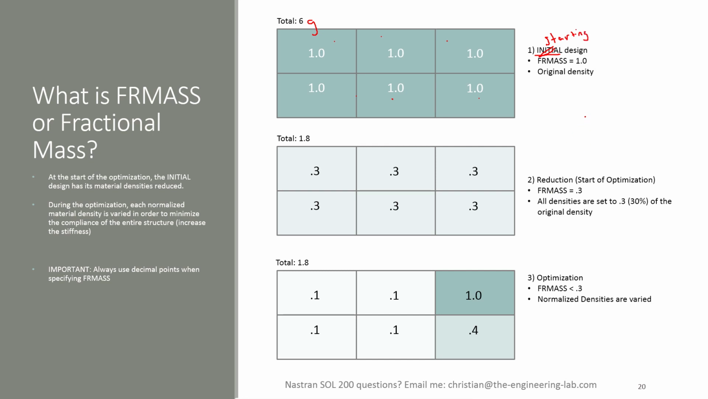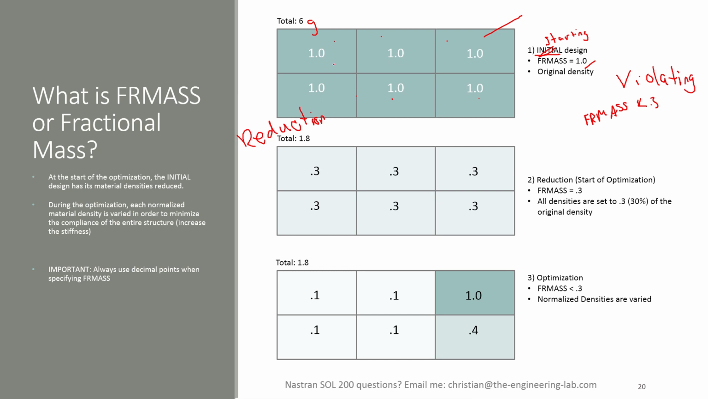And you'll notice that if we specify that the upper bound for FR mass is less than 0.3, if this was our starting point for the topology optimization, the FR mass is 1.0. So this is already violating this initial constraint, which is not a good thing for the optimizer. So what happens in the background, there's a step I call reduction. Nobody calls it reduction. If you read the manuals, if you read papers, nobody really calls it a reduction. I just call it a reduction, so it makes sense to you.